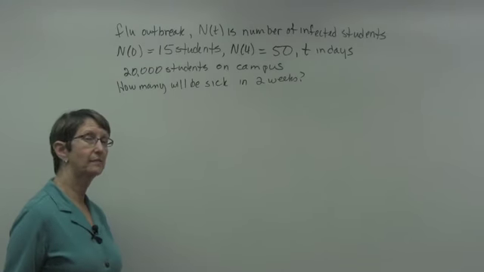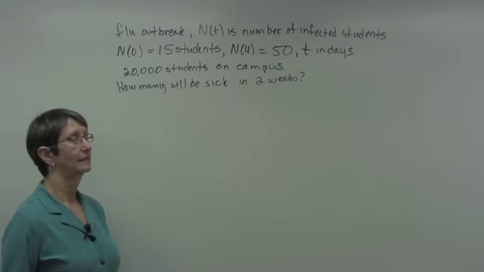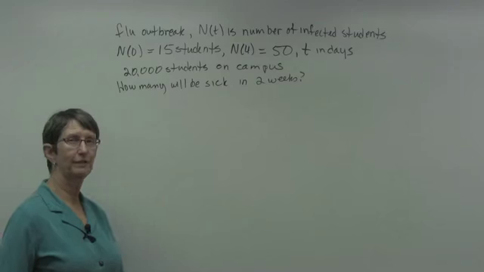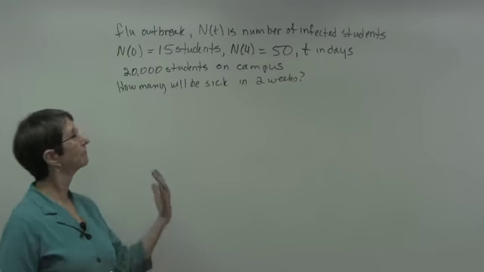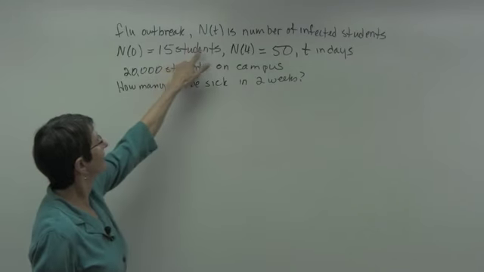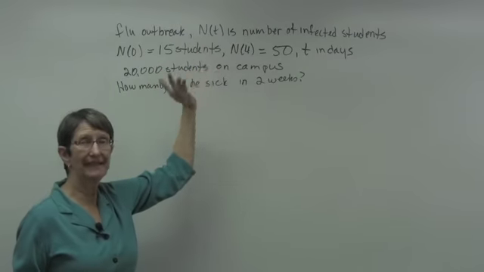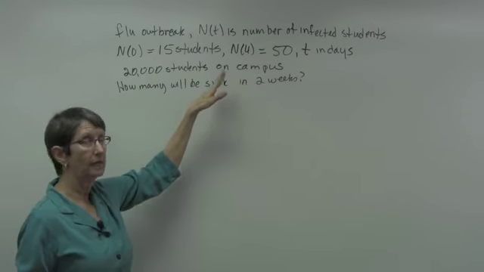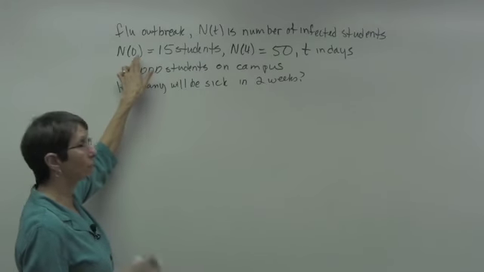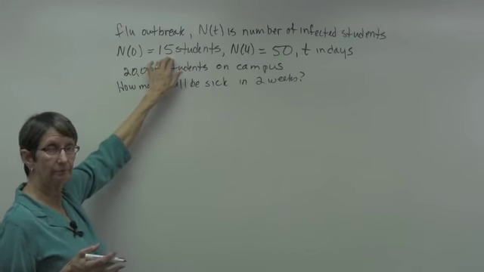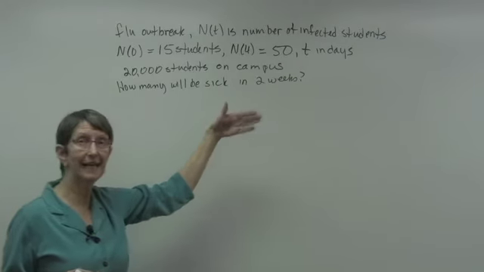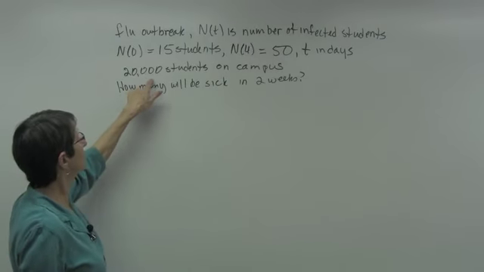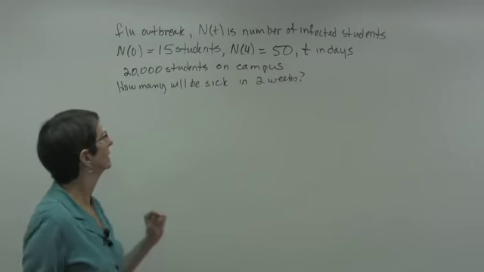This example tells us about a flu outbreak on campus, which happens every year at great universities. And so it increases rapidly. N of T is the number of infected students. When the flu first was noticed, 15 students had it. Four days later, the number was up to 50. So T is in days. And there are 20,000 students on campus.